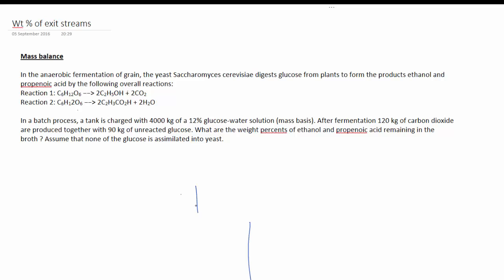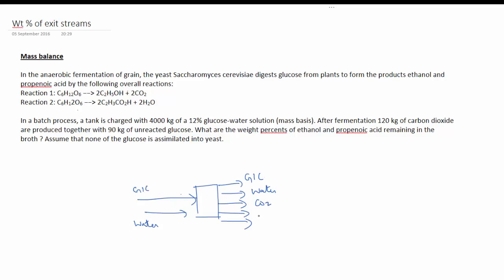So the first thing to do is to draw a flow diagram. So we've got streams coming in and 5 streams coming out: glucose and water, and similarly glucose going out, water going out, carbon dioxide, propenoic acid, and ethanol, and all these are out. I'll put the suffix O for the outlet and the suffix I for the inlet. The total mass is 4,000 for the inlet stream. That means the total mass for the outlet stream has to be 4,000. Glucose is 12%. That means water has to be 88%.